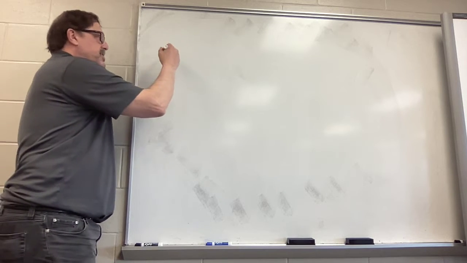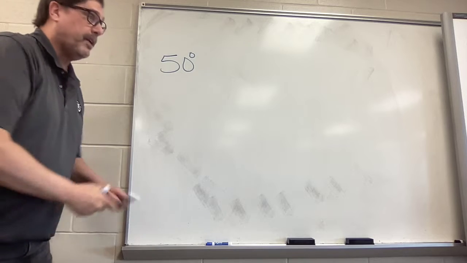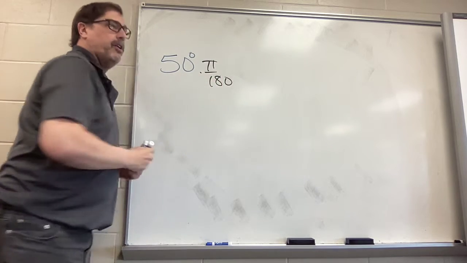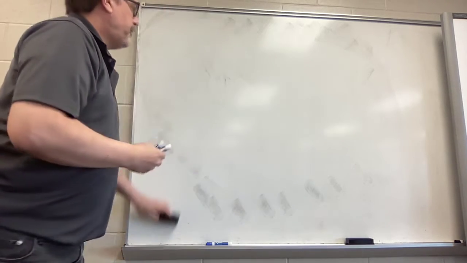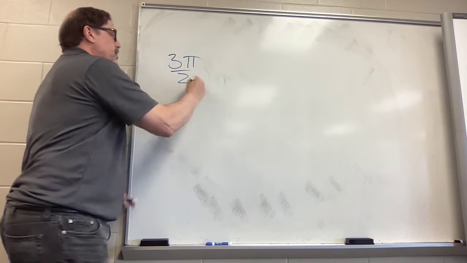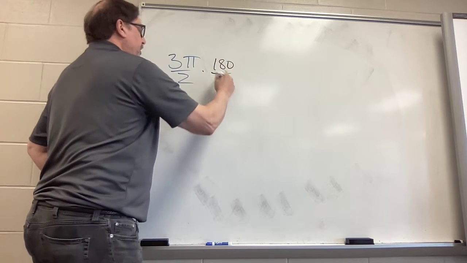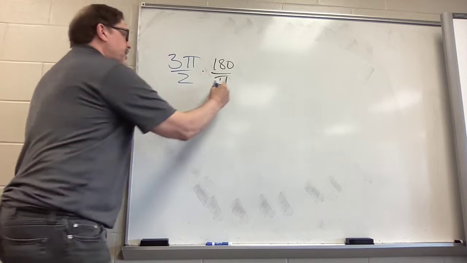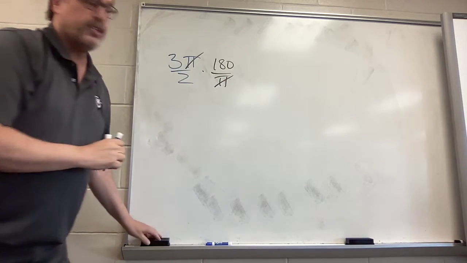Convert to radians. 50 degrees to radians. Here is how you do it. You take it times pi over 180 and reduce. Go from radians to degrees. You take it simply by 180 over pi. How do you remember which to do which? If the problem has a pi on top, you put the pi on the bottom. All right, so that's the quick refresher.